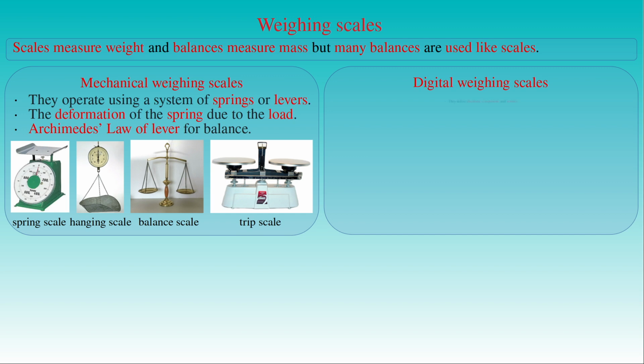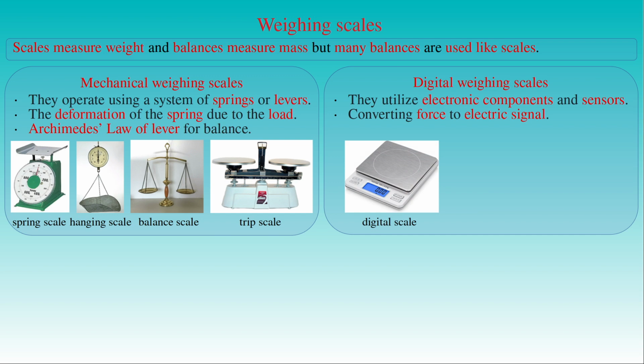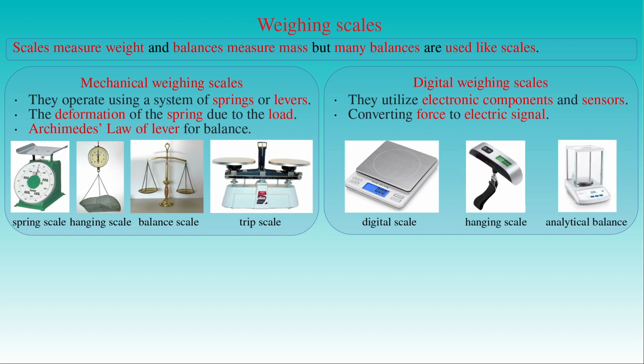Digital weighing scales or balances utilize electronic components and sensors for weight measurement. They convert the force exerted by the object into an electrical signal, which is then displayed as a weight reading on a digital screen. Electronic weighing instruments can be simple digital scales or hanging scales, but their most sophisticated versions like analytical balances are used in laboratories. Digital analytical balances are generally more accurate and precise than their mechanical counterparts.